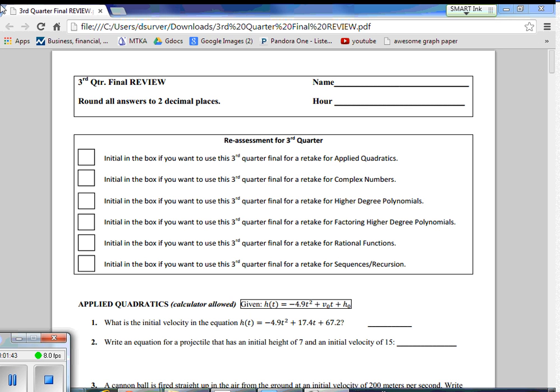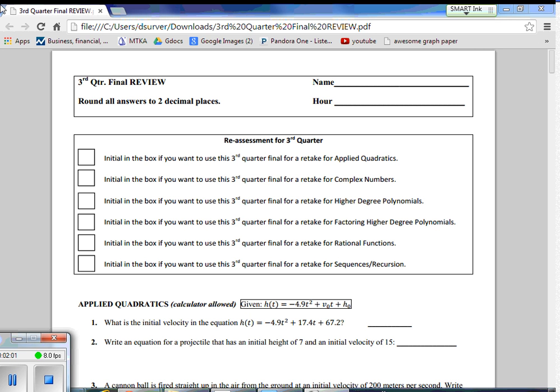Yes? Is it the overall grade or just for that section? Good question. It's the overall grade for the test. So it's kind of good. Let's say that you weren't very good at complex numbers before. Let's say that you're a little better now, but you're not sure how well you did on that section. It's the whole test grade.